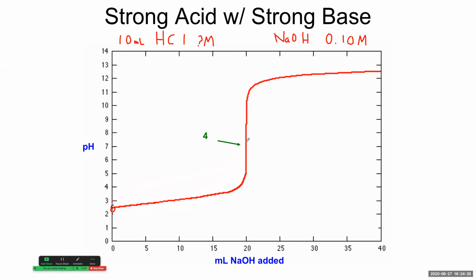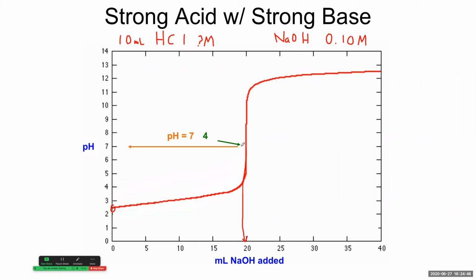So 4 is the endpoint. And it's the endpoint because the pH is equal to 7. And like I said, you can figure out the volume of the endpoint. So what's the volume of the endpoint? That's really the information that we want to know. Just draw a vertical line down from here and you get the volume.